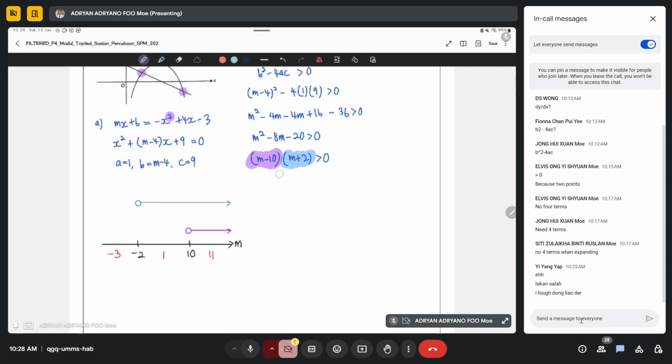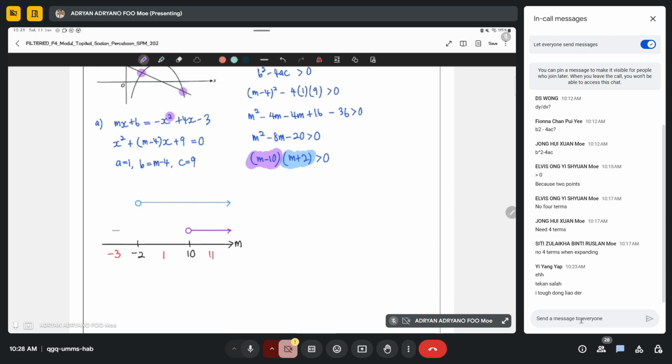So we substitute. Okay, we will do the first one. Negative 3, I put it into the purple color part. So what is it equal to? Negative 3 minus 10, I get negative 13. So negative 13 is a negative number. So we put the negative sign here.